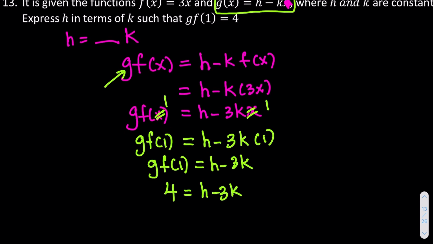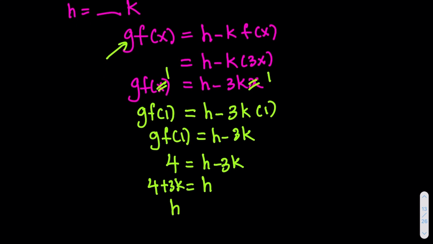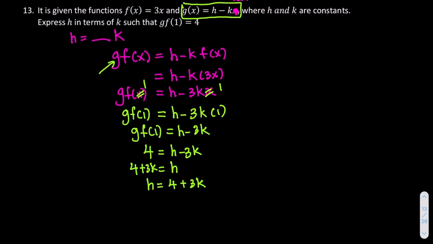Since h is our main character here, h must be alone. So it's 4 plus 3k. But again, h must be on the left hand side, so we can say that h is equivalent to 4 plus 3k, or 3k plus 4 will do as well.